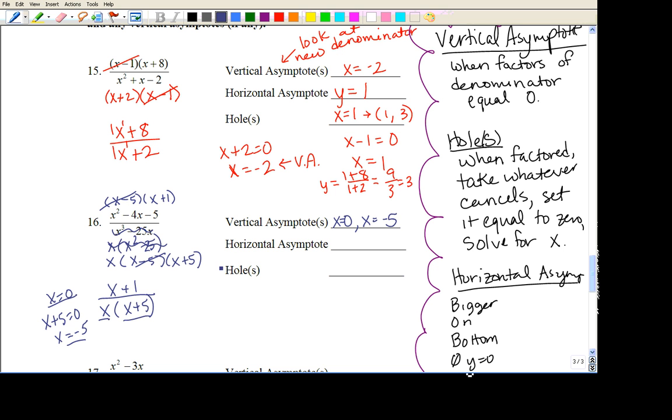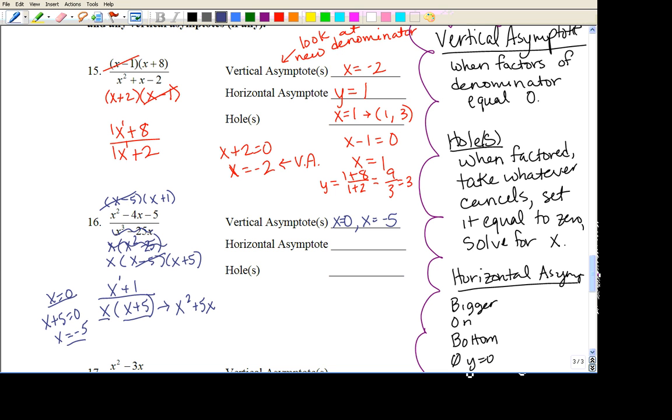For the horizontal asymptote, that's the BOBO BOTN rule. So I look at my new equation here, and I've got x plus 1 over x times x plus 5. It may be tempting to say, okay, well, these have the same coefficient, but don't forget that this thing, if I were to multiply it out, that's x squared plus 5x.